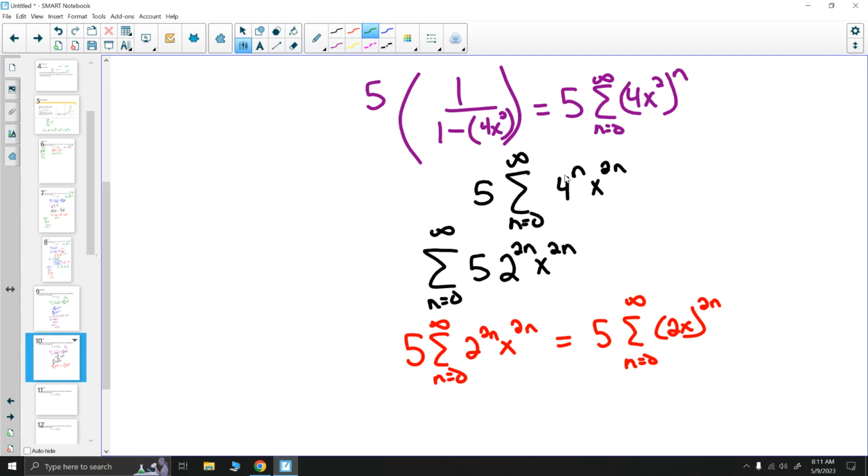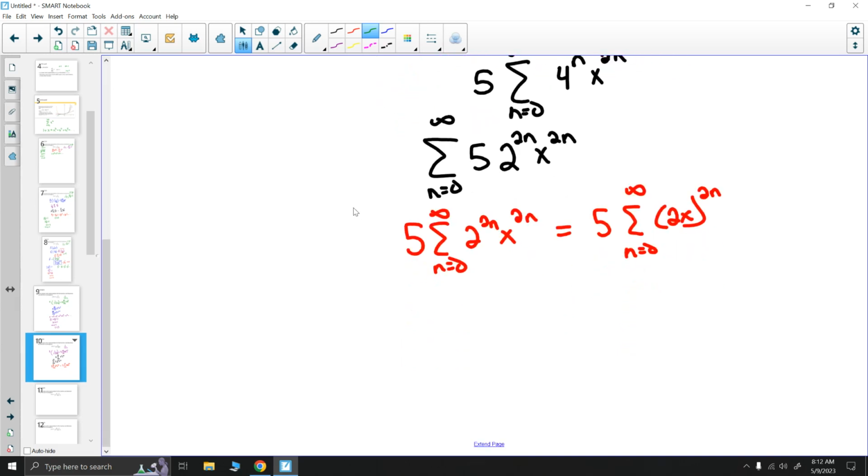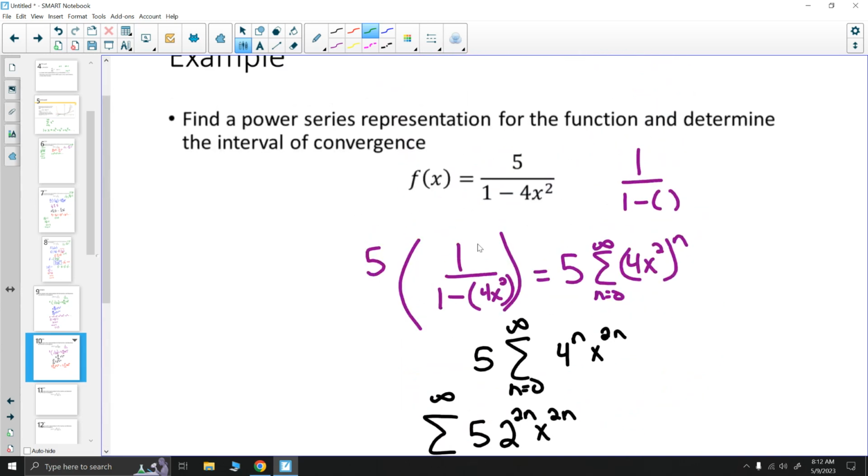Because it's already an exponent. So a value that could be written as an exponent that's being taken to an exponent, just write it as the exponent. It's a little bit more simplified. Okay, now let's talk about the interval of convergence.